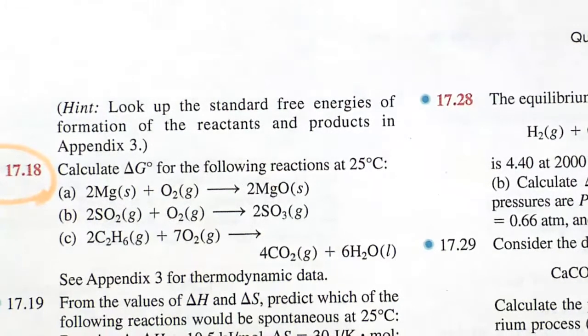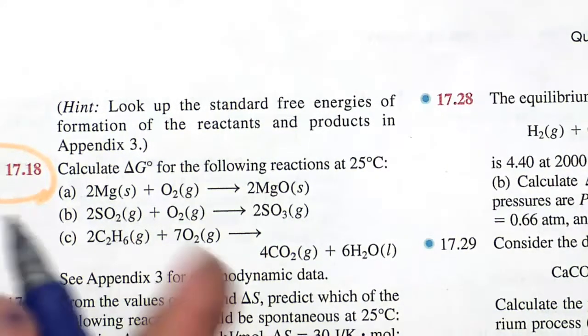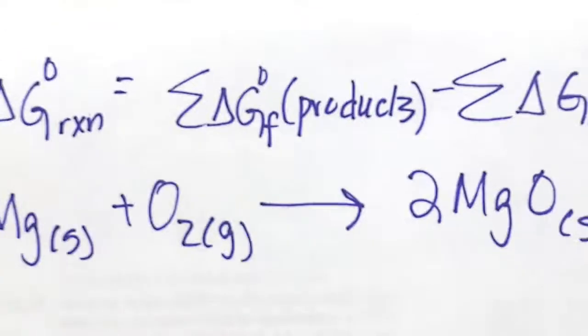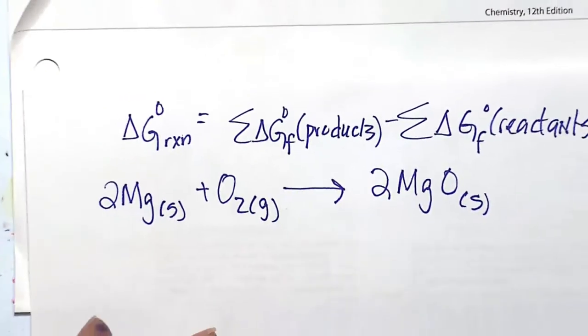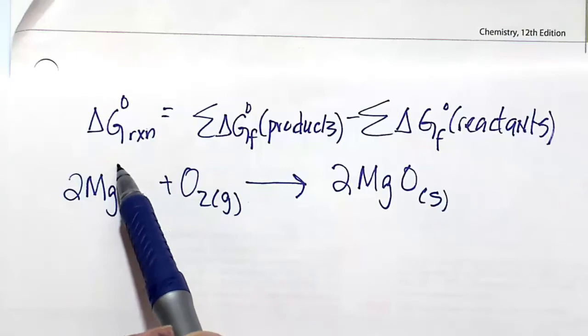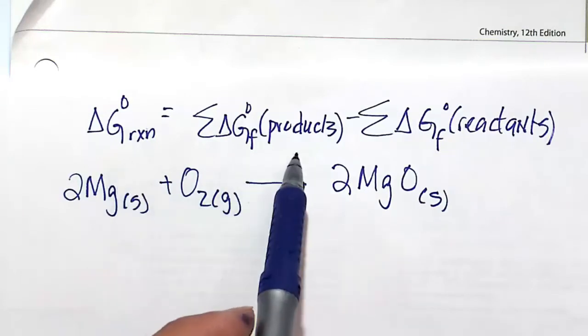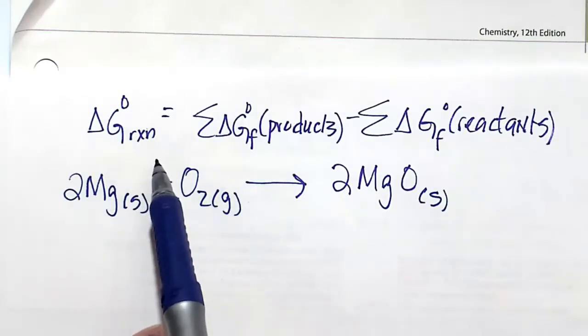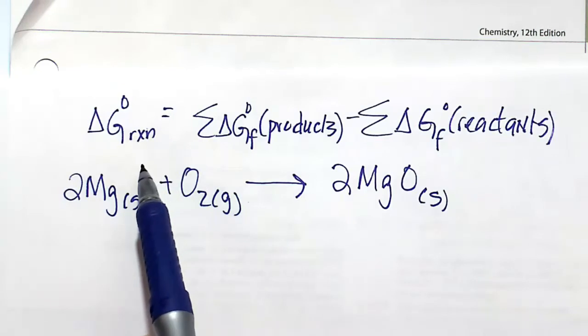In this video, we will continue with calculating delta G and get practice utilizing this equation. Sum of the products minus sum of the reactants, so the sign is very important. This delta G stands for Gibbs free energy. If the reaction, when you do this math, is negative, the reaction is what is known as exergonic.